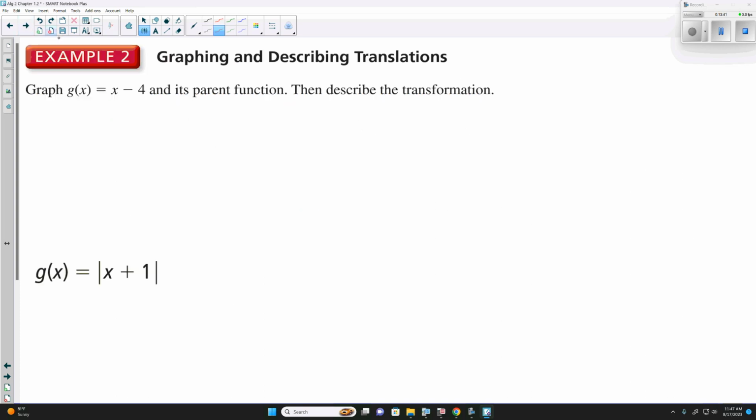So if we look at this here, the first one, g of x equals x minus 4. We're not going to graph it in its parent function, but we do want to describe or tell what is the parent function of x minus 4. What function would it be? Constant, linear, absolute value, or quadratic?